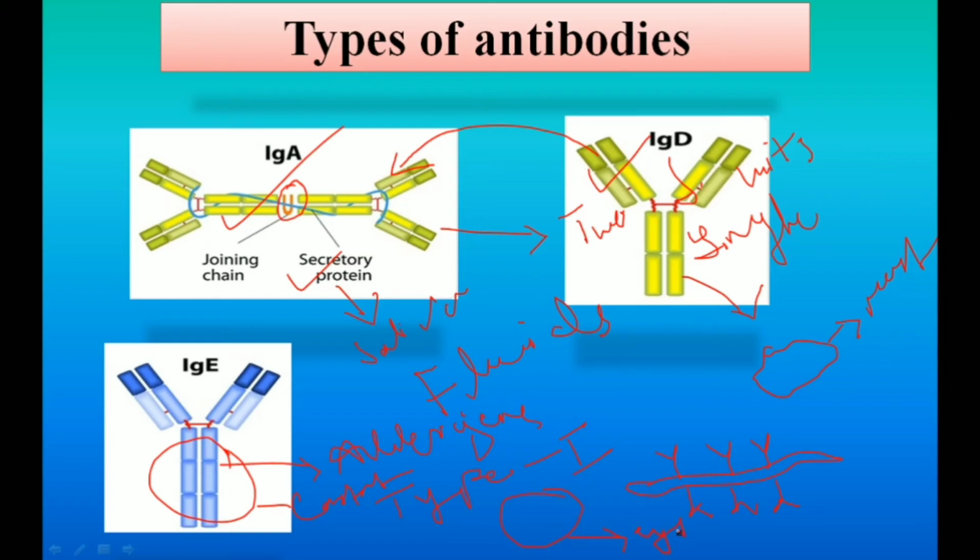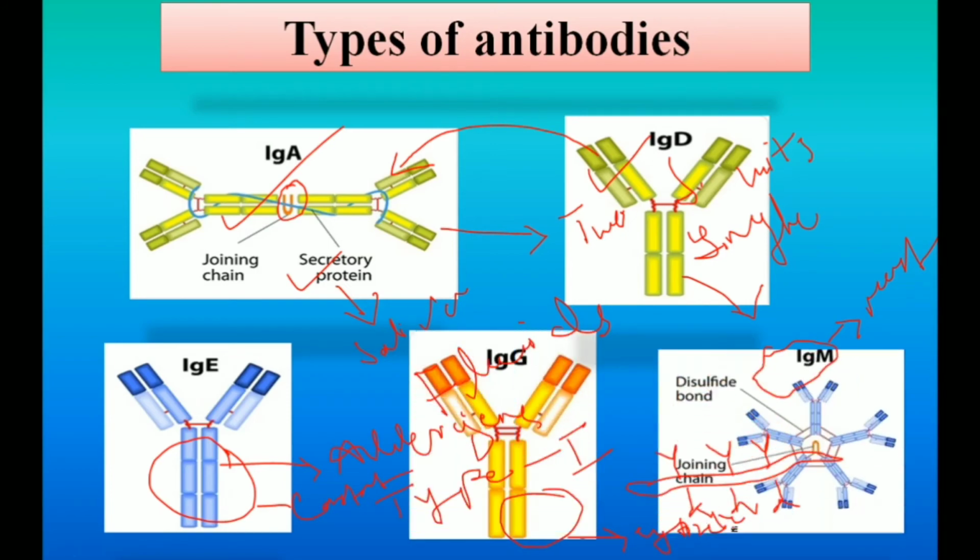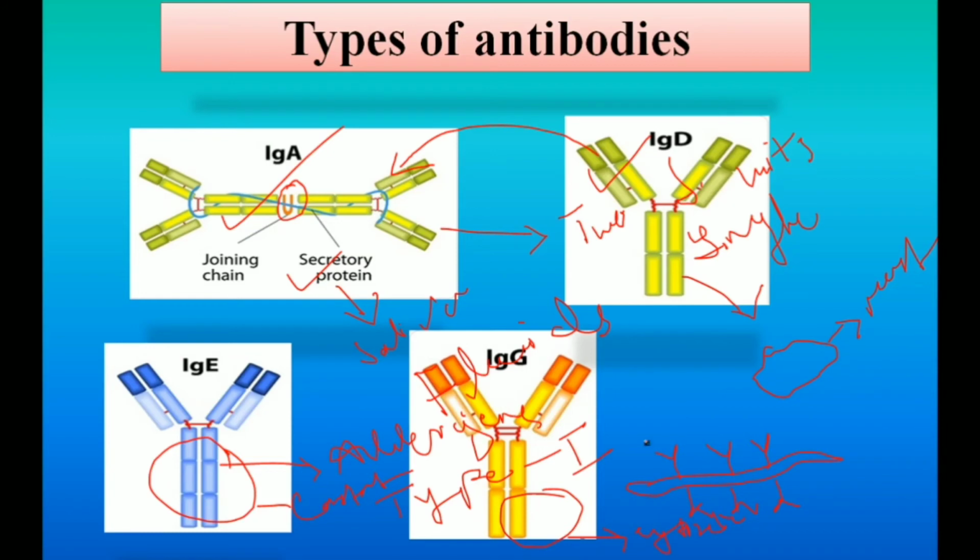Immunoglobulin G is another type of immunoglobulin that is present in our body from the time of our birth. And this type of antibody, that is the immunoglobulin G, can transfer through the placenta to the newborn baby.